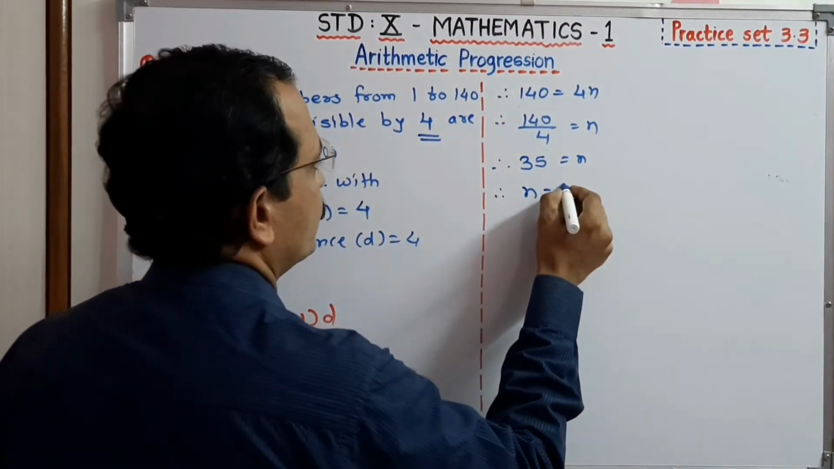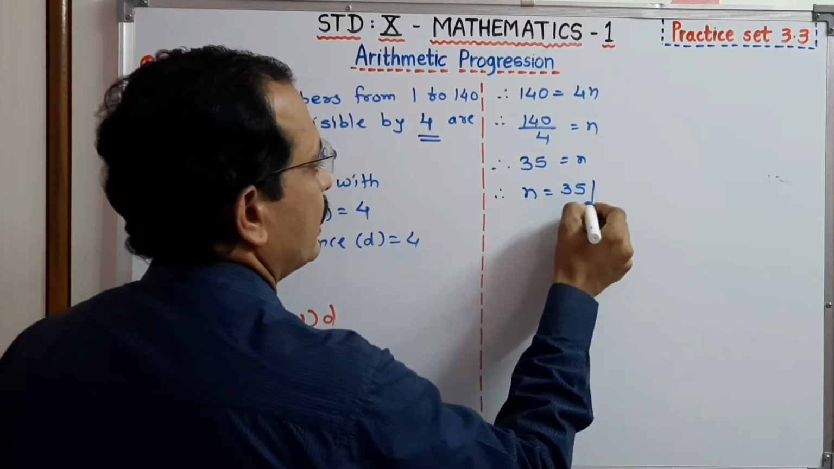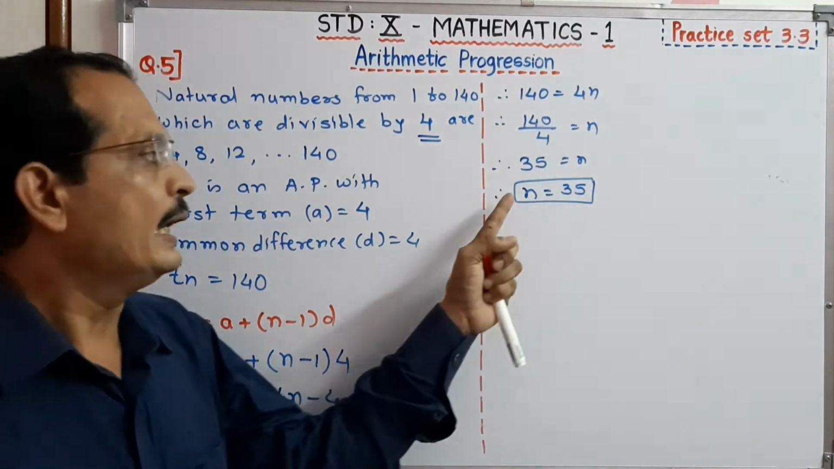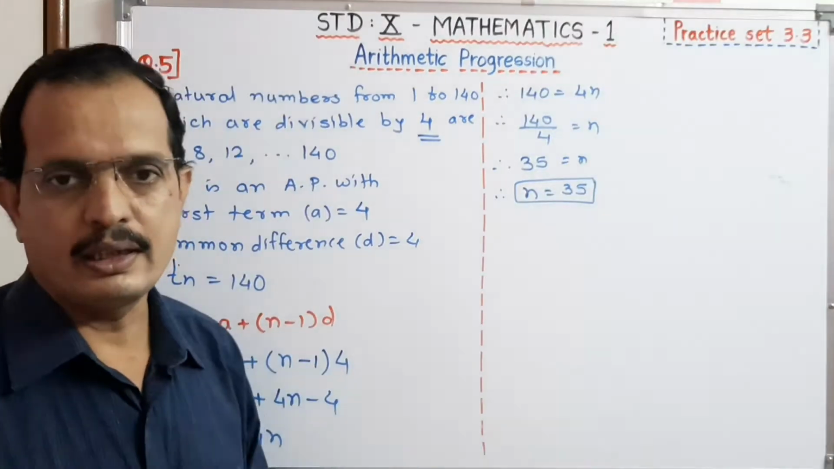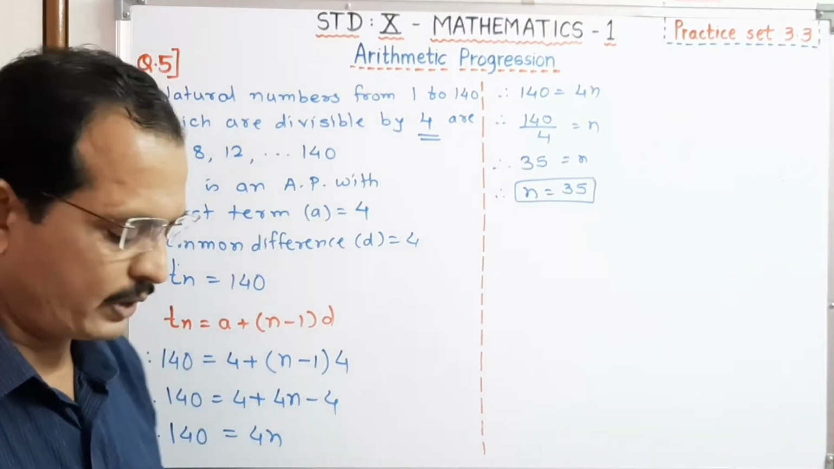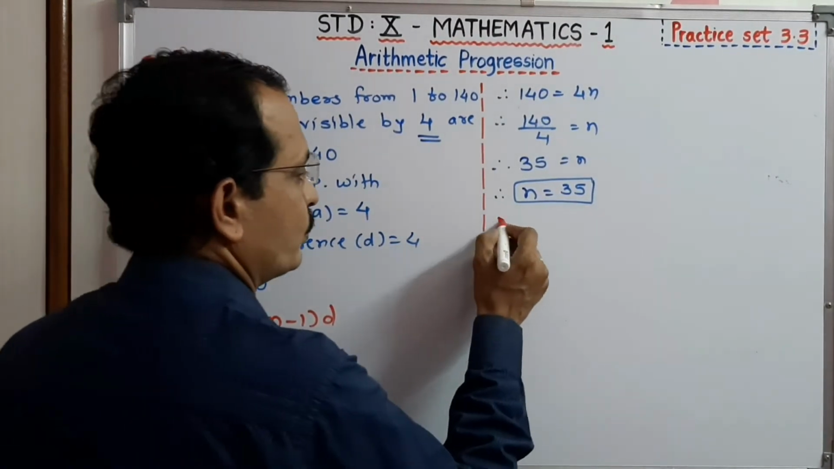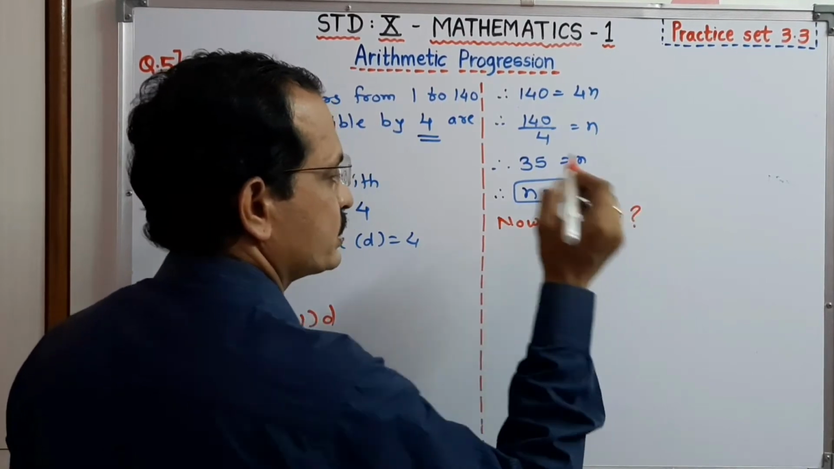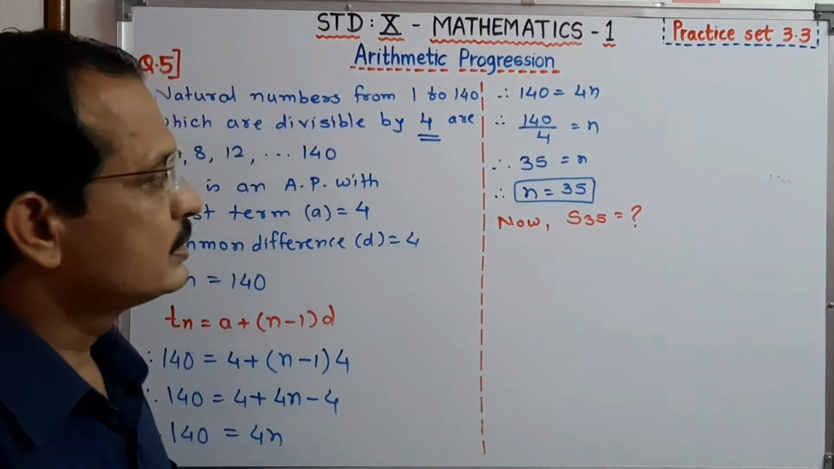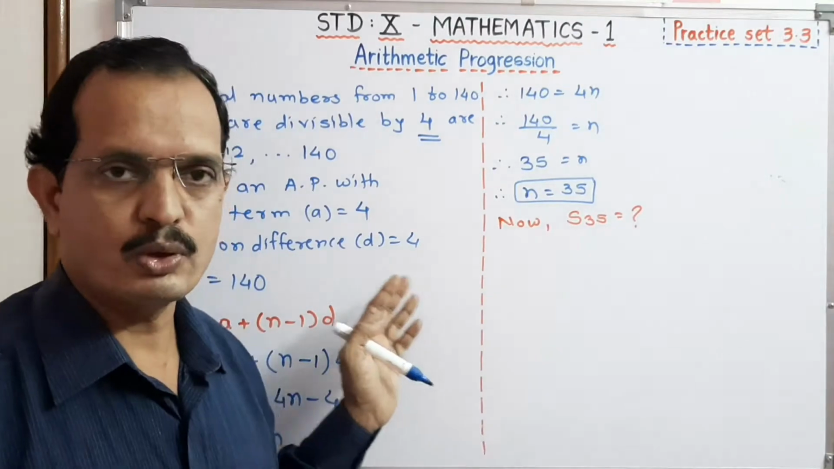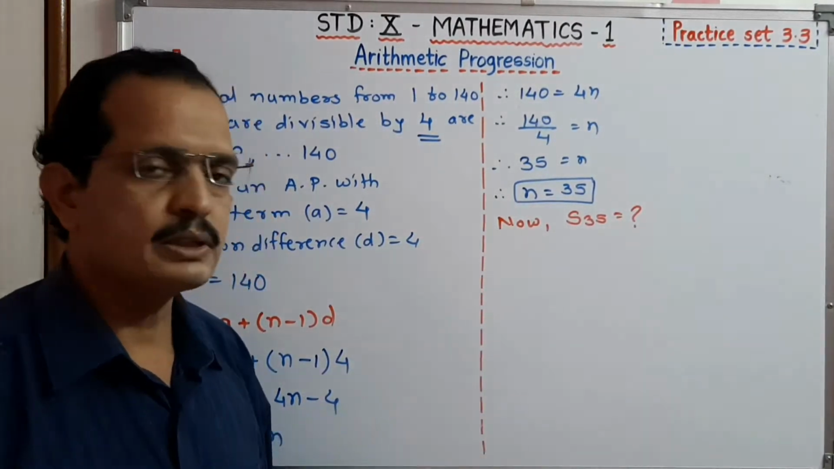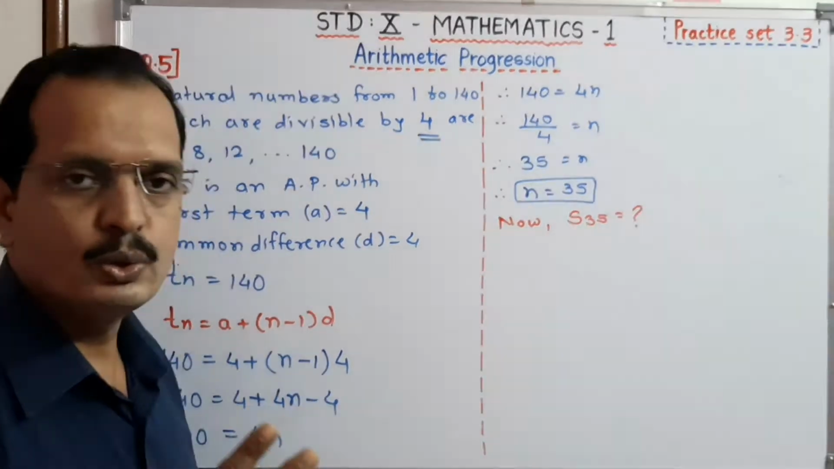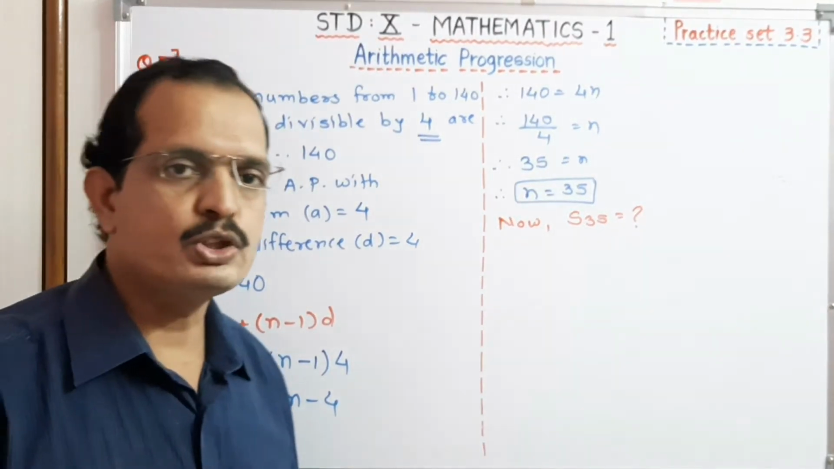Therefore n is equal to 35. That means we have to find the sum of 35 numbers, that is, we have to find S35. Therefore dear students, now we have to find S35. This is the first part of the sum. Now we have to solve the second part. In the second part we can use two methods, that means we can use two formulas.